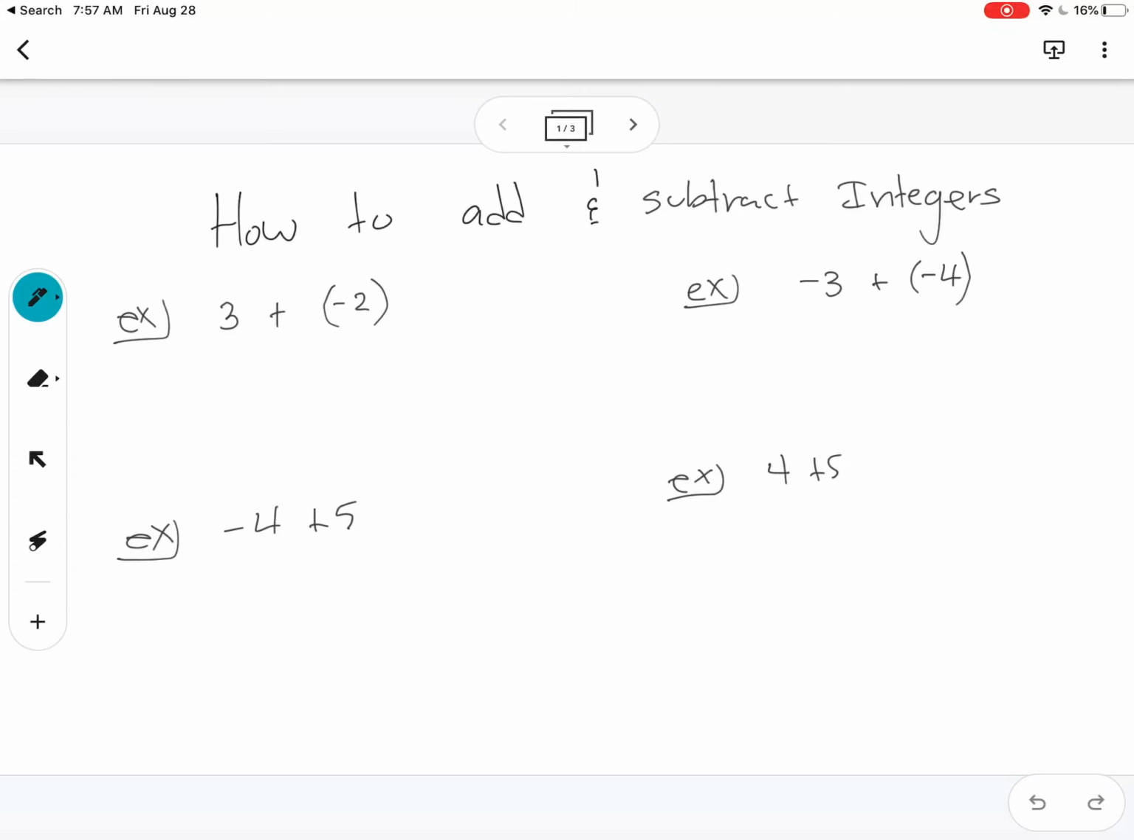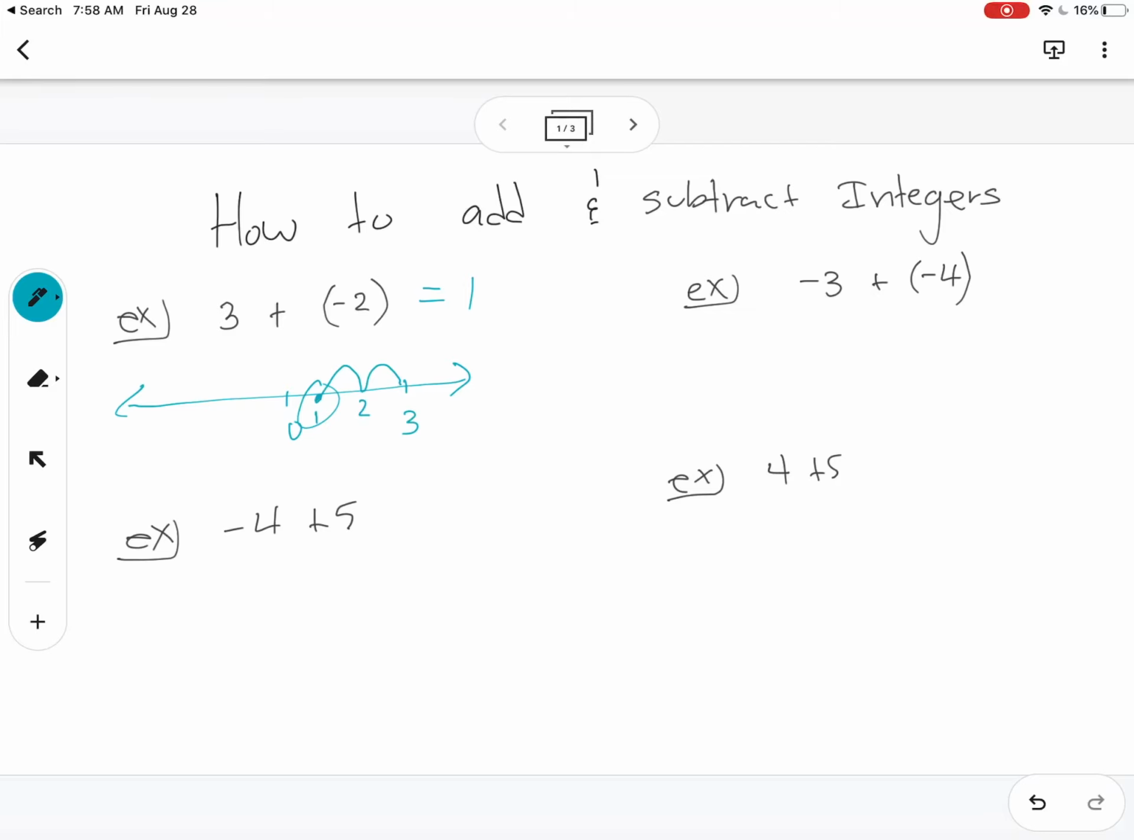First example is 3 plus a negative 2. Last year, y'all used number lines to determine what the value of this expression is. You start off at 3, and then since you're adding a negative, that means you're moving 2 towards the left. 1, 2, which would leave you at 1. So this expression is equal to 1.